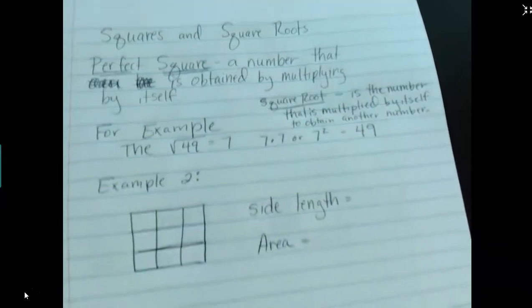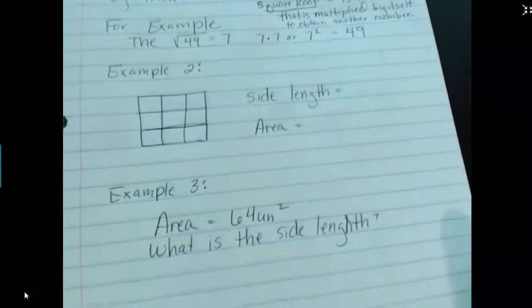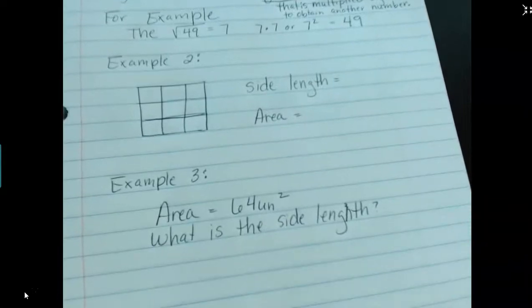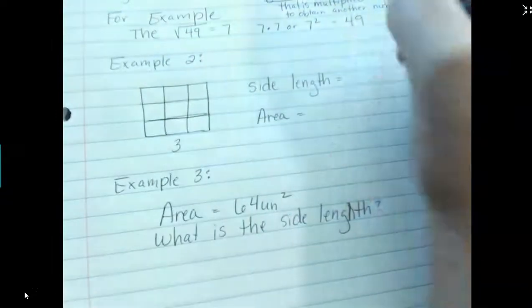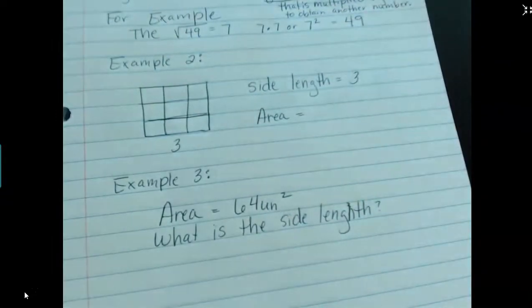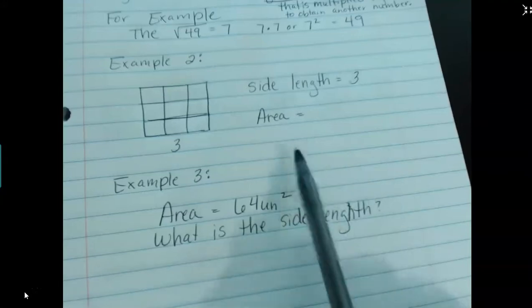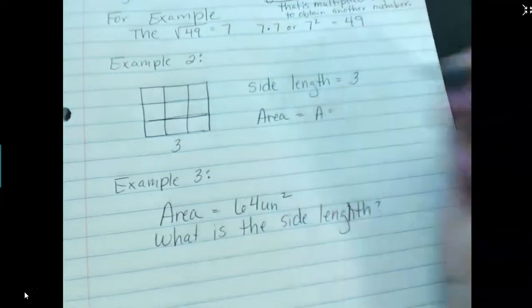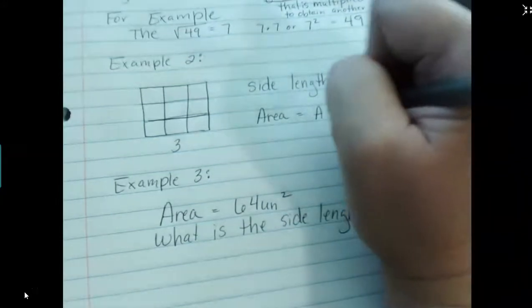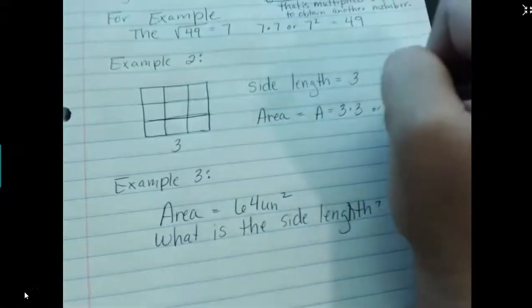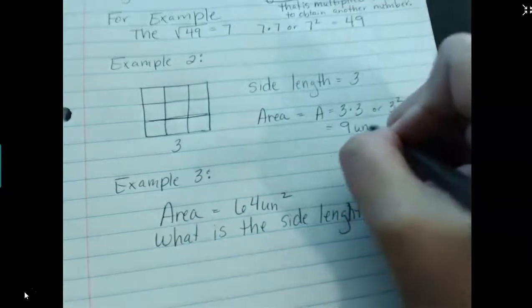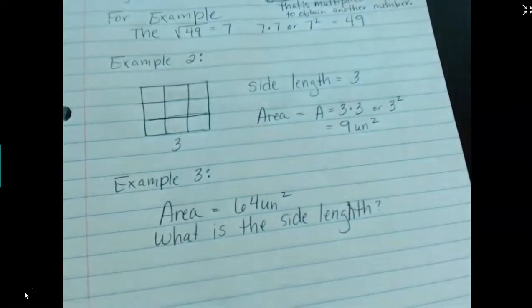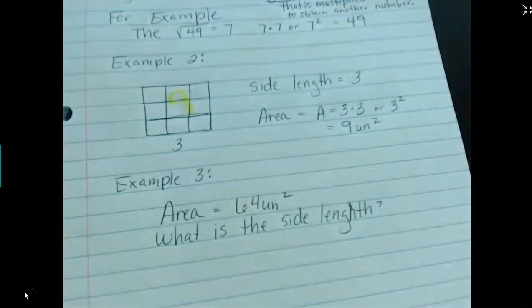Let's take a look at a perfect square. The side length is 1, 2, 3. Okay. Now I want to find the area. So to find the area of a perfect square, I'm going to take 3 times 3, or 3 squared, which is equal to 9 units squared. So the area is 9.